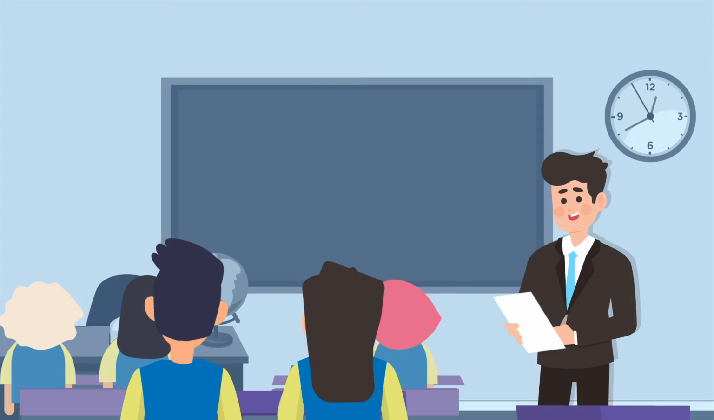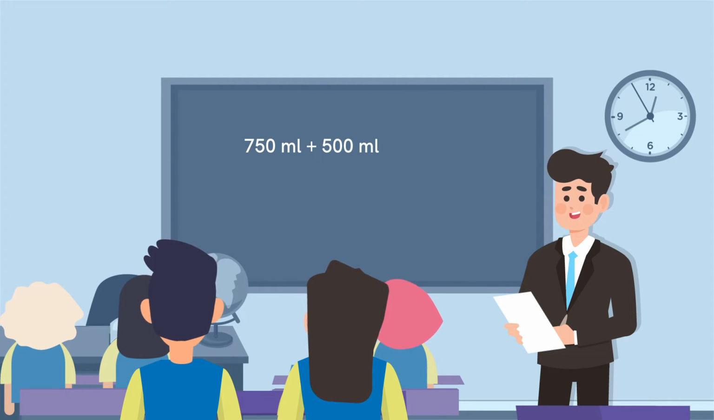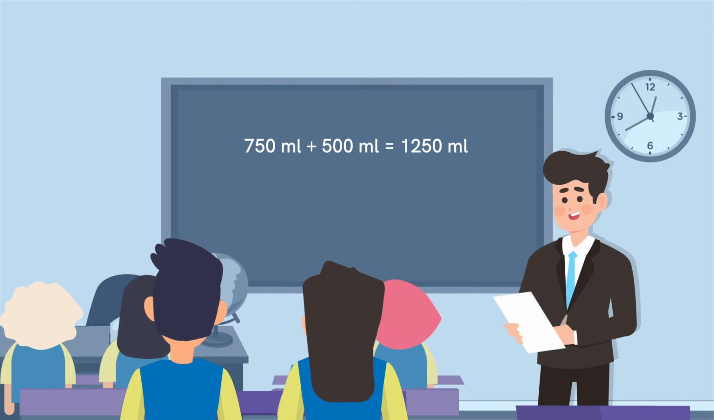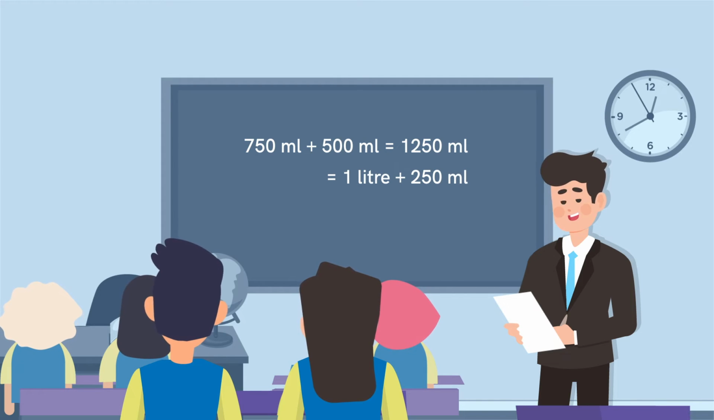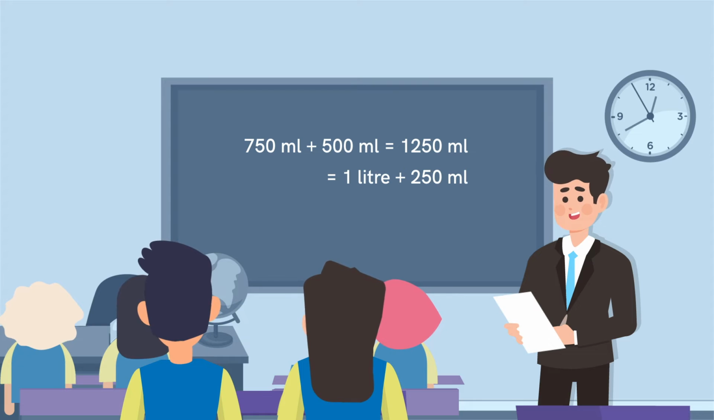For example, if a pair of students mention the volumes they have noted down as 750 milliliters and 500 milliliters respectively, then the sum of the volumes will be 1250 milliliters. So, inform the students that this sum can also be mentioned as 1 liter and 250 milliliters, as 1 liter is equal to 1000 milliliters.